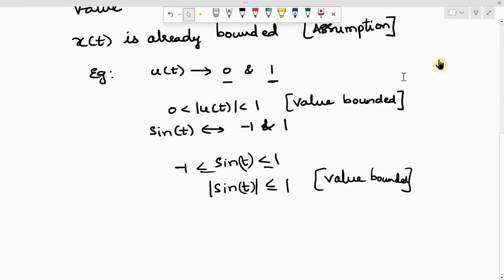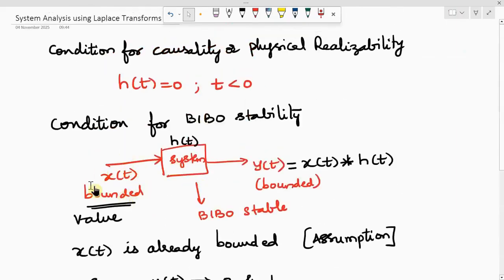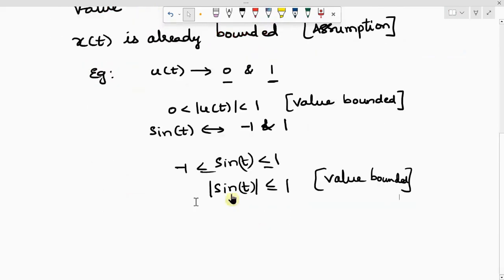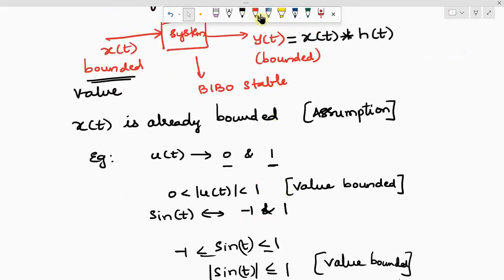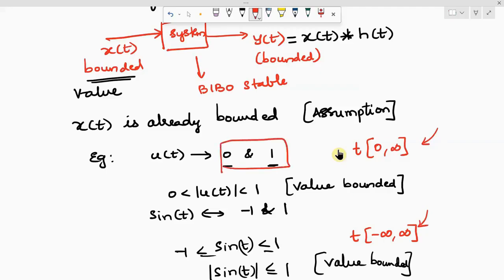So the thing I am talking about here is x of t is already bounded. It is not time bounded, it is value bounded. You can also observe here that for u of t, the time range lies between 0 and infinity, whereas in the case of sin t, it is over infinite limits. So the time is unbounded, but the signal values are bounded. So a bounded signal means it is only value bounded, not time bounded. I am making this clear once again.